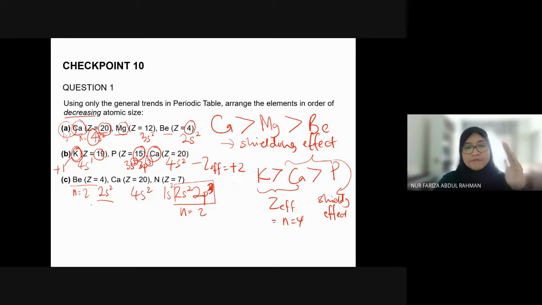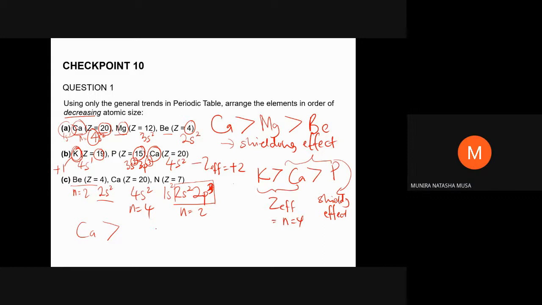So for beryllium and nitrogen, we have to compare across the period, which is based on Z effective. For calcium, obviously, the shielding effect, because the highest n will be n is equal to 4. So the largest will be calcium, followed by beryllium or nitrogen? Beryllium or nitrogen, guys? Beryllium.